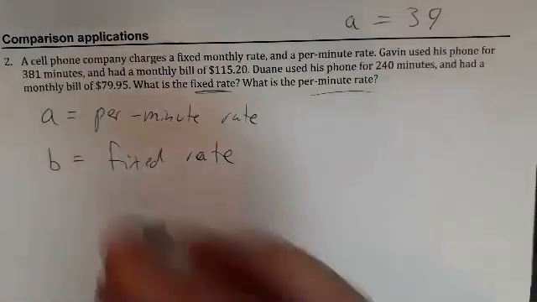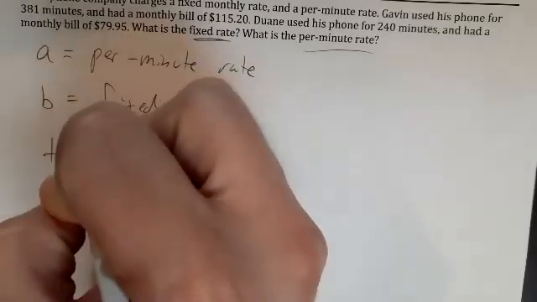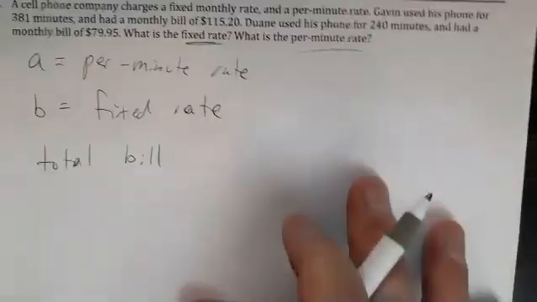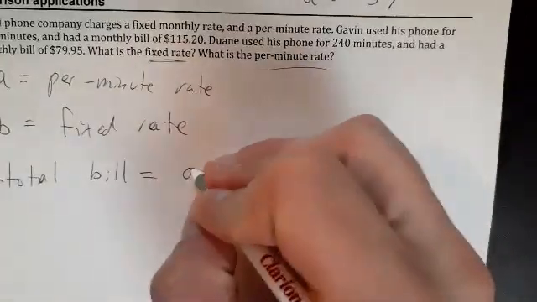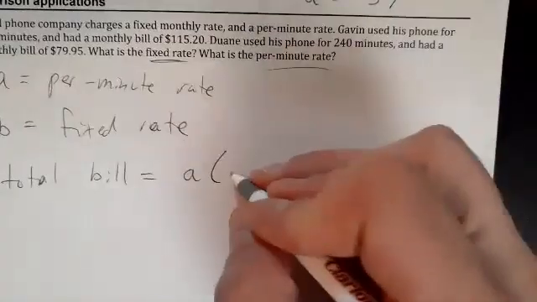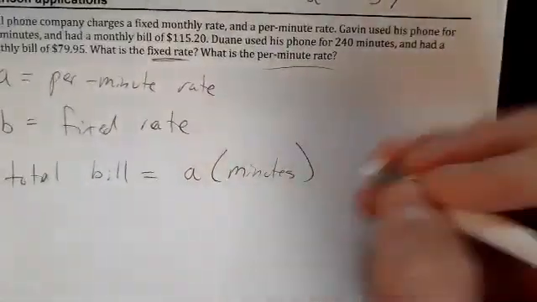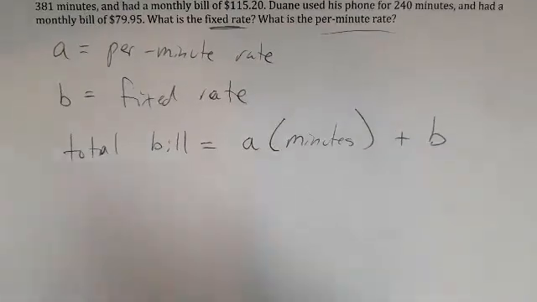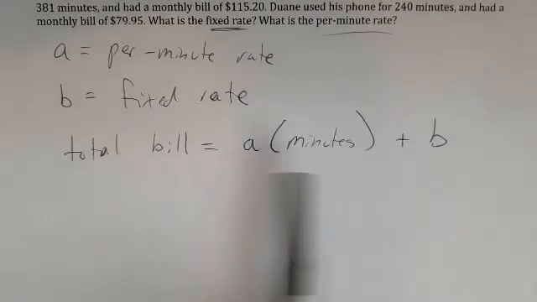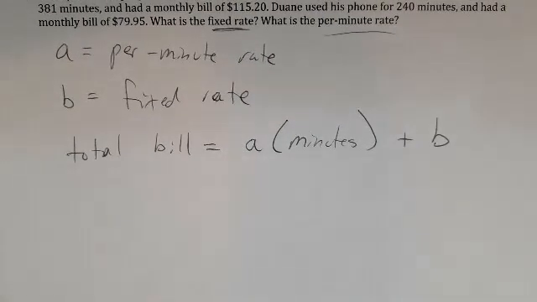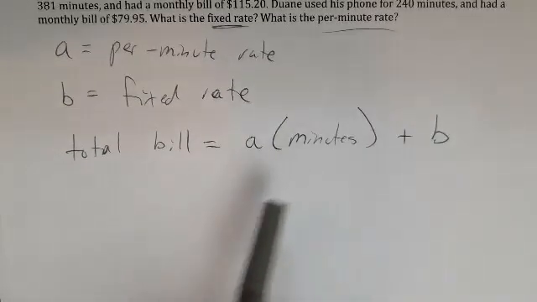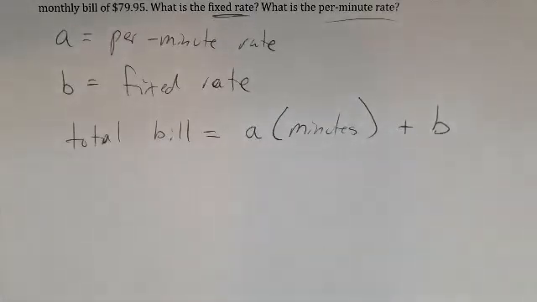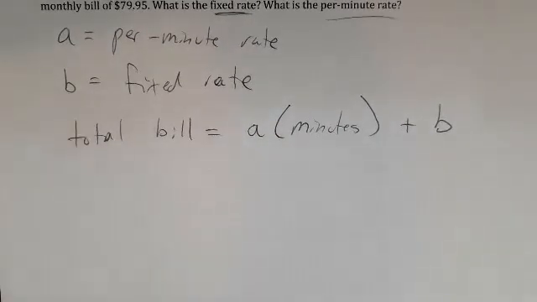Okay, so let's start this out. So I want to think about the total bill. A variable, and then my A variable, I'm going to have to multiply it by the total number of minutes, and then I'm going to have to add that fixed rate. And so this is the sort of picture I have in my head. I have a per minute rate that I have to multiply by the number of minutes that I have. And I have a fixed rate that I have to add to that. And so this is like my y-intercept. This is kind of like my slope. This is kind of like my x variable. I'm putting in minutes to get my total bill.